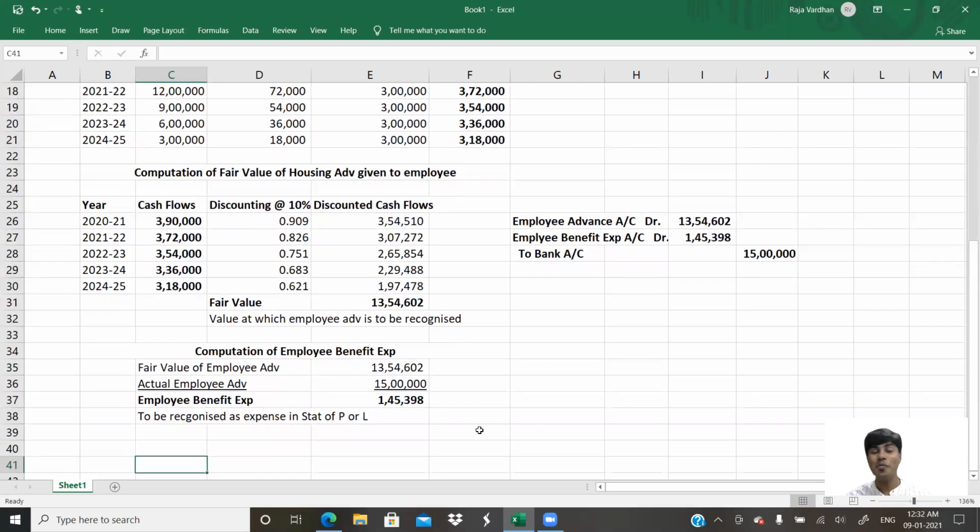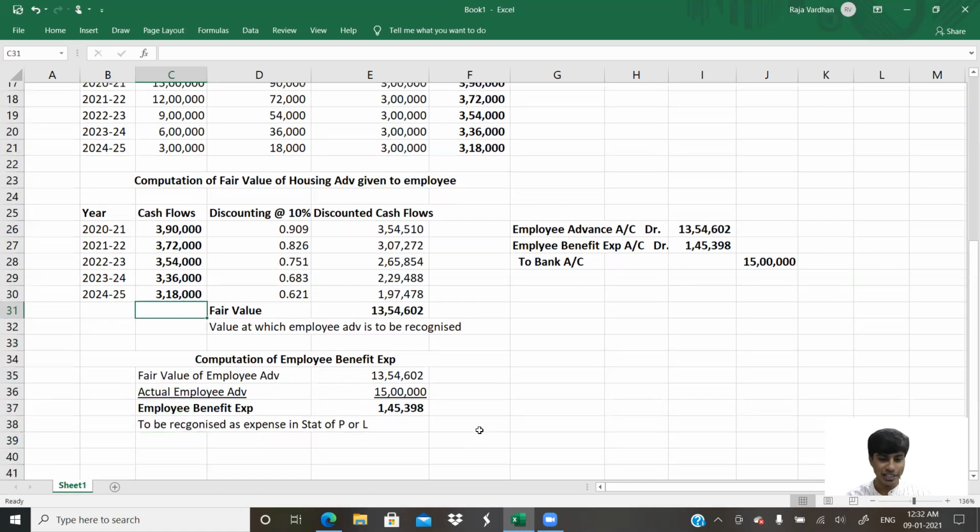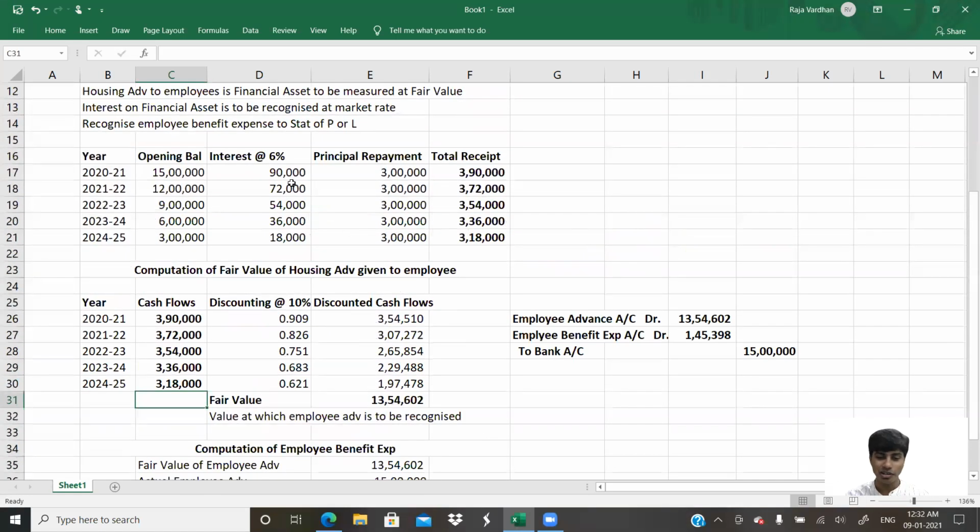We have to tell how much should be the interest income to be recognized every year. What our accountant has done is he has recognized like a hero 90,000, 72,000. That is not correct. 90,000, 72,000 is correct if you recognize the asset at 15 lakh. Now, we're not recording the asset at 15 lakh. We're recording the employee advance asset at 13 lakh 54,602. Then what will be the interest?